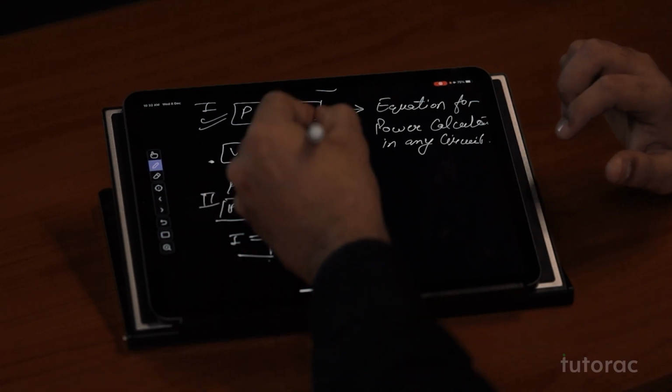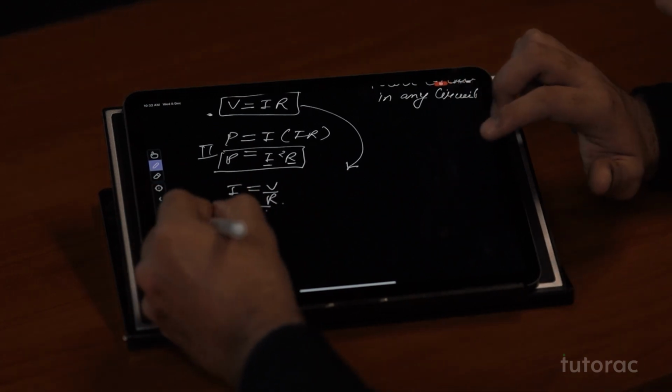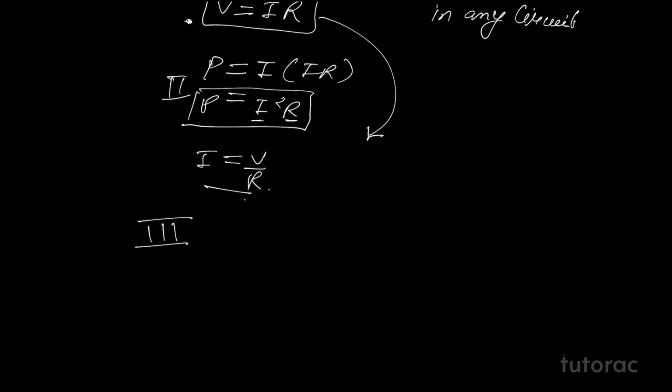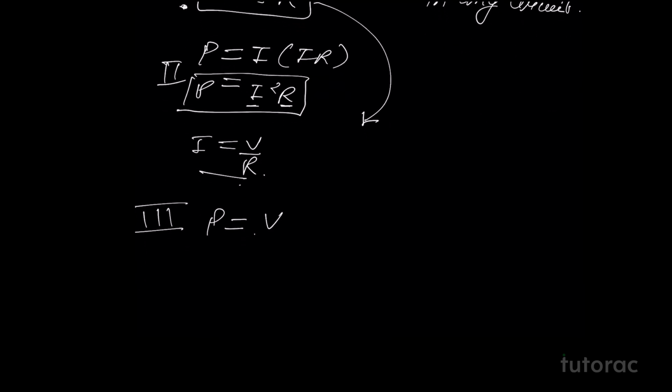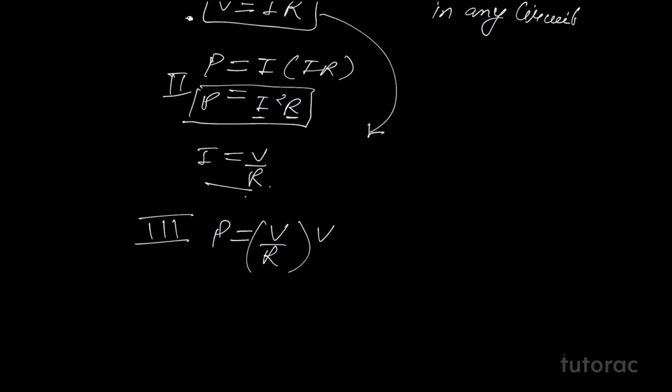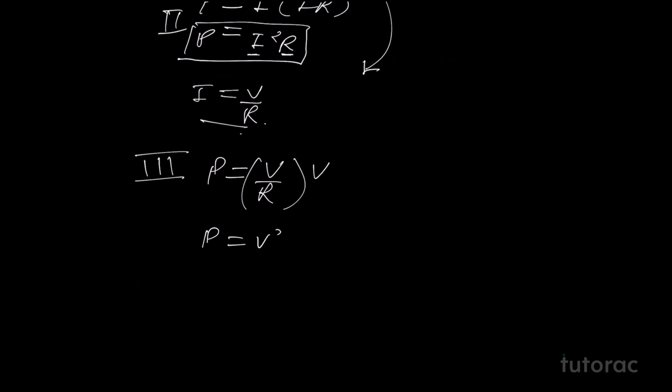Let's try to substitute this expression in the first expression. What we'll get? We'll get our third expression. Let's write it out here. P equals I, and I is nothing but V by R, and this whole multiplied by V. So we'll get P equals V square by R.